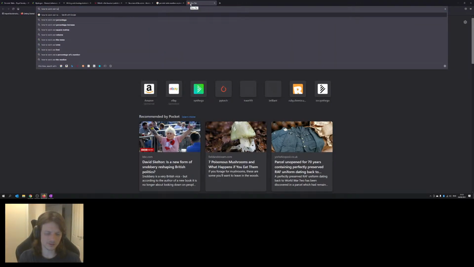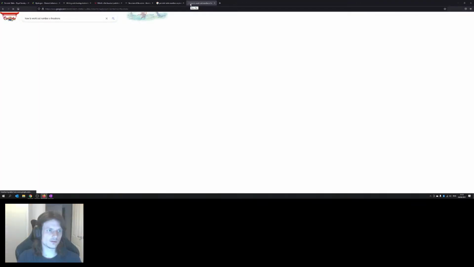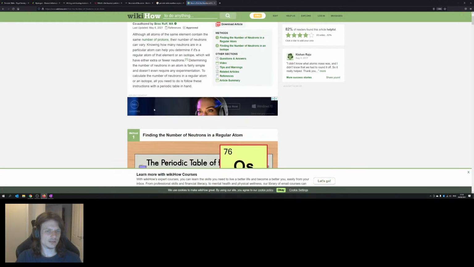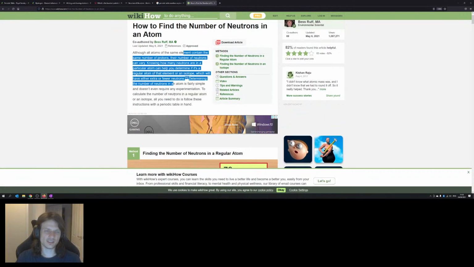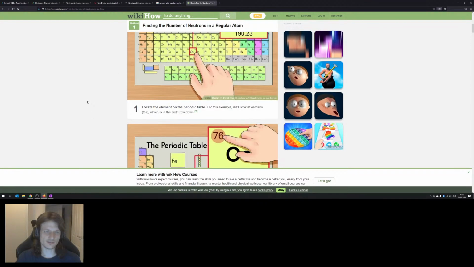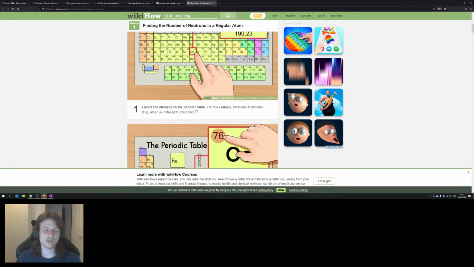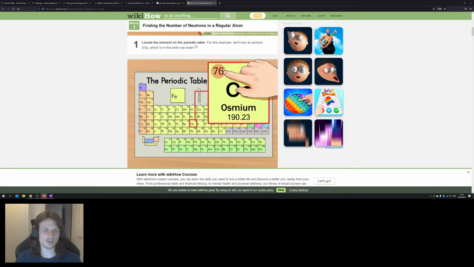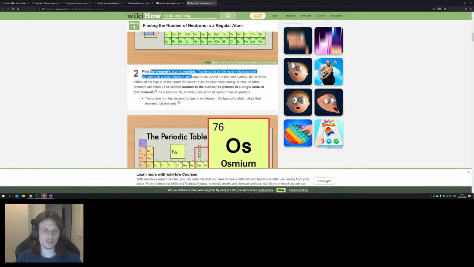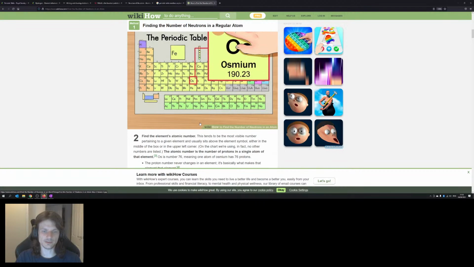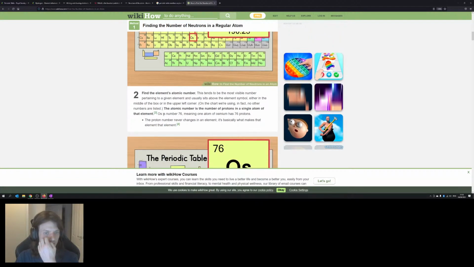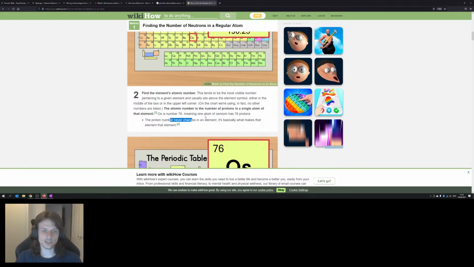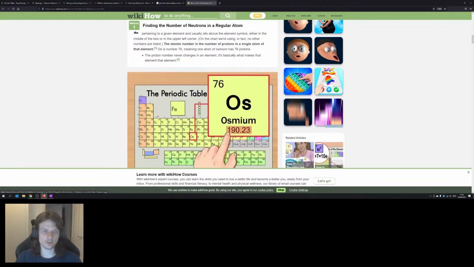How to work out the number of neutrons. Locate the element on the periodic table. For this example, look at osmium, Os, which is in the 6th row down. Find the element's atomic number. This is going to be 76. Os is number 76, meaning one atom of osmium has 76 protons. The proton number never changes in an element. It's basically what makes that element that element.